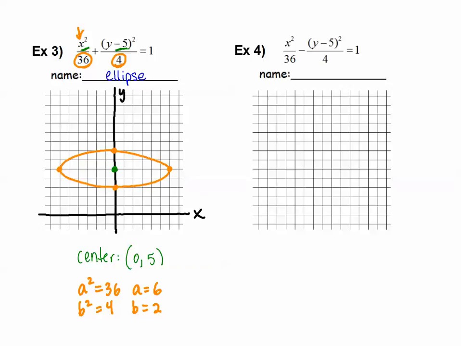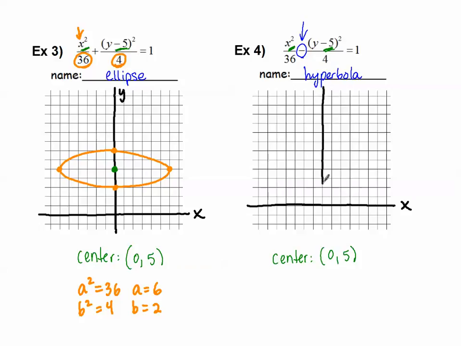Example 4. Just like example 3, but here's what's different. Minus. When it's a minus, it can only be one thing, hyperbola. Of course, the x squared and the y have to also be squared. The x and the y must be squared. Notice next to the x and next to the y, similar starting point. We can call it the center. The center is, again, 0, 5. Let's get some axes on this graph. And let's plot our center.